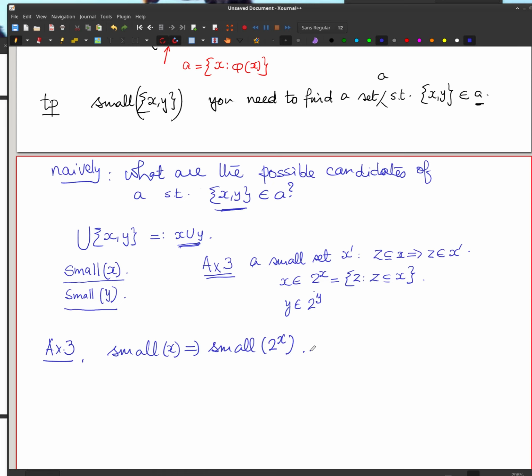Now can you use axiom 4? What does it say? Axiom 4 is the power set axiom. Sorry, axiom 5 is pairing. If you use axiom 5, what can you say similarly about this set, about the union of x when x is small?